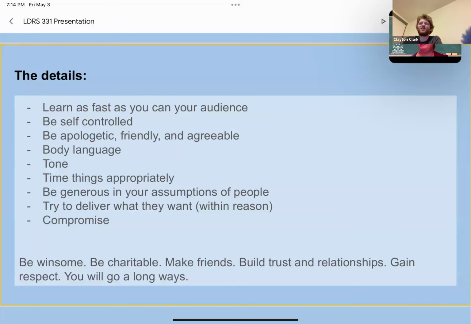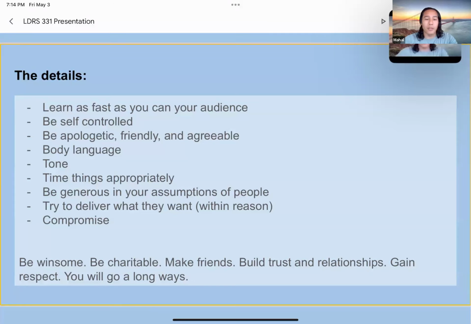It's not all about you, and you can't make it all about you, or you cannot be a good diplomat. So to summarize, be winsome, be charitable, make friends, build trust in relationships, gain respect, and you will go a long ways. Does anyone have any questions about what we just went over or comments?